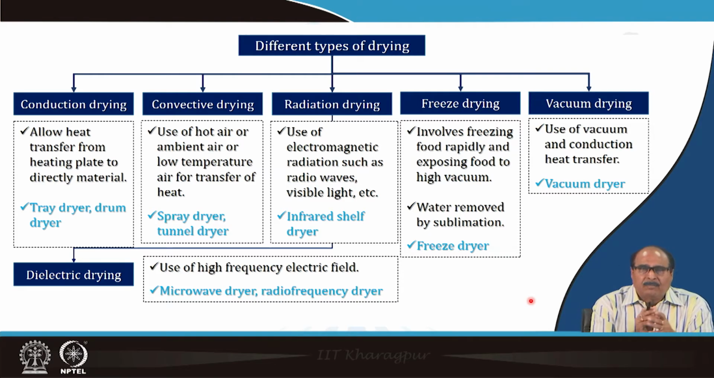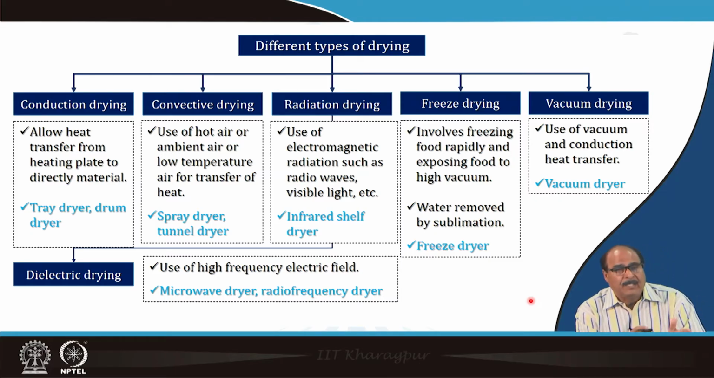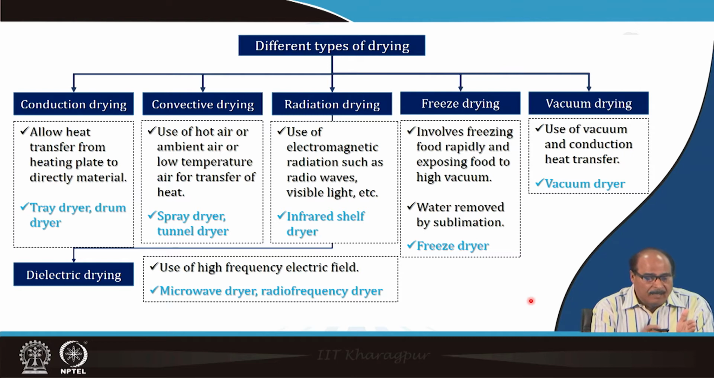So, there are different types of dryers. One is conduction drying, which allows heat transfer from a heating plate directly to the material, and these types of dryers are tray dryers, drum dryers, etc.